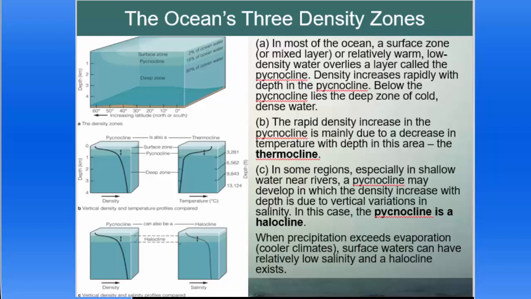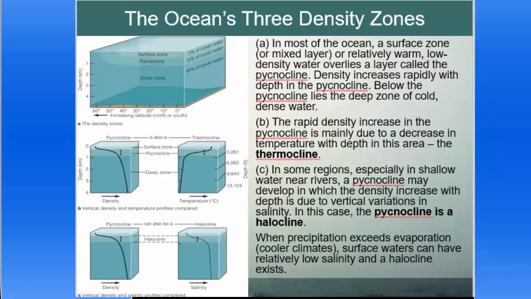Now, in some regions in shallow waters, near rivers, say, a pycnocline may develop in which the density increase with depth is due to vertical variations in salinity. We talked about it being due to temperature mainly, but if you have a lot of fresh water, you could have the freshest water at the top and more salty water below it, and that's what creates the pycnocline. In that situation, you have a halocline, which is a change in salt. Also, when precipitation exceeds evaporation, meaning there's lots of rain but not much evaporation in cooler climates, you're also going to get fresher water at the surface, and in that case you're going to have the halocline.